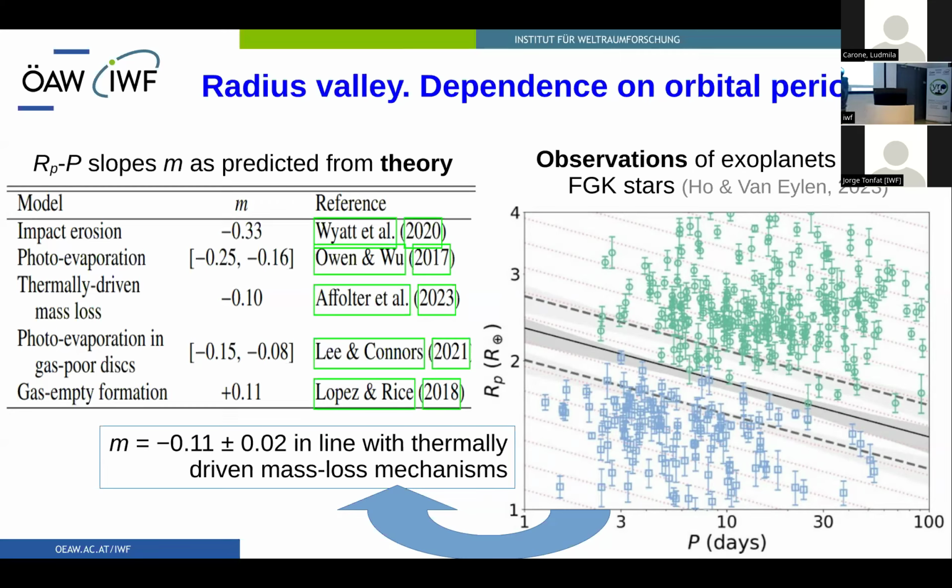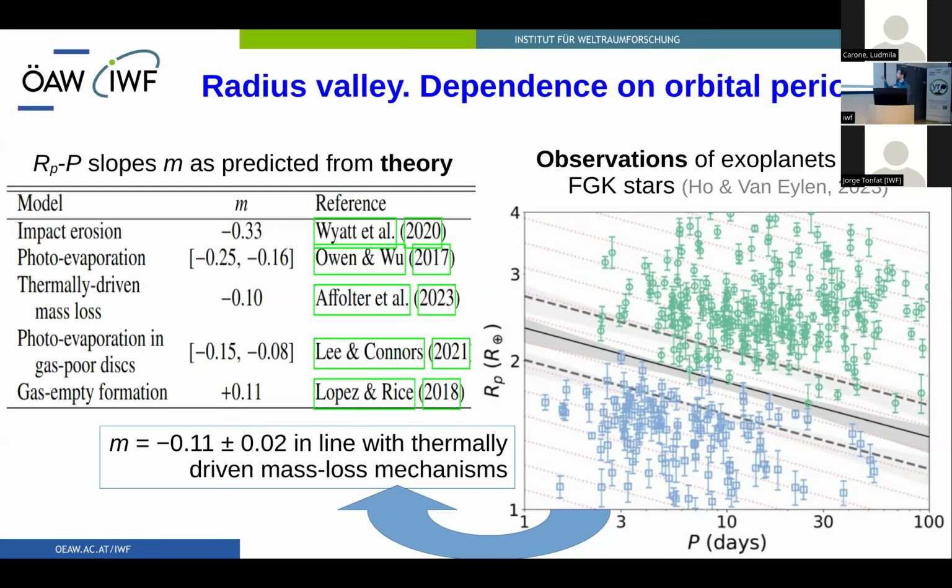And so we have, in general, a negative slope on this plane, passing from steeper values where pure photoevaporation is at play. And here in this table, with photoevaporation we mean, given the work by Owen and Wu, something that was computed according to the energy-limited formula, so a very simple model. Then coming to a milder slope, minus 0.10, if all the thermally driven mass loss mechanisms are taken into account, so not only photoevaporation, but also core-powered mass loss.